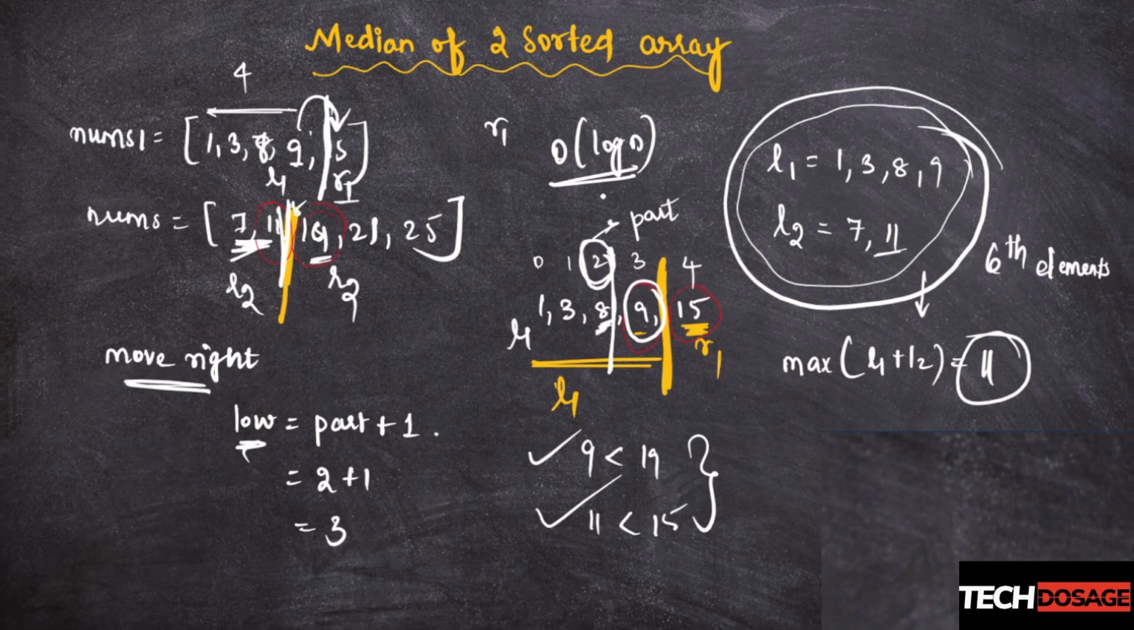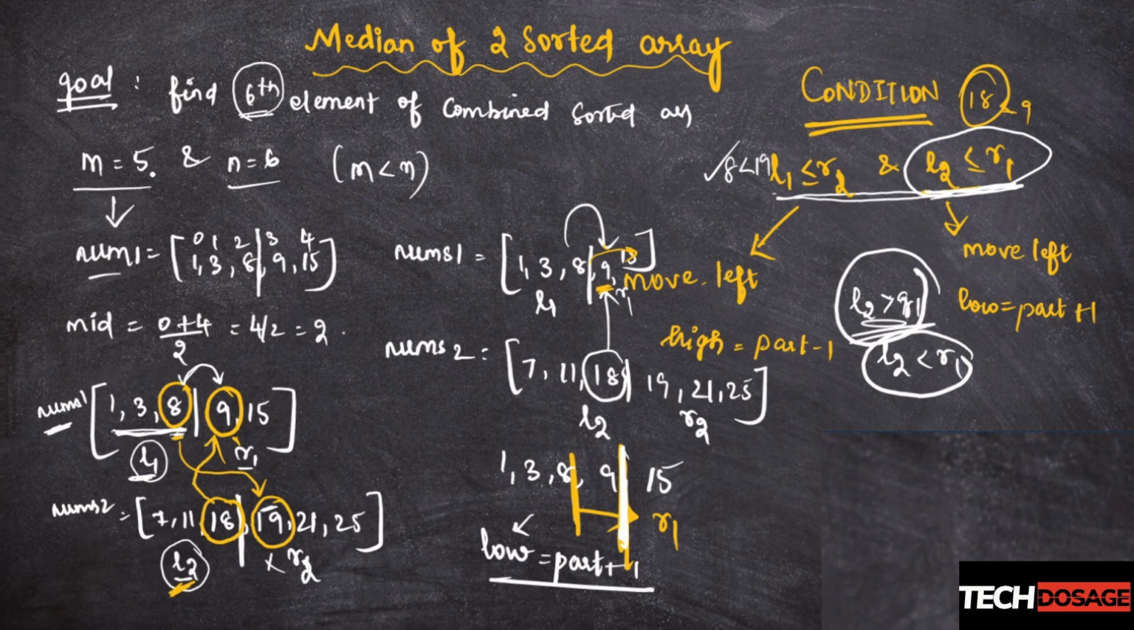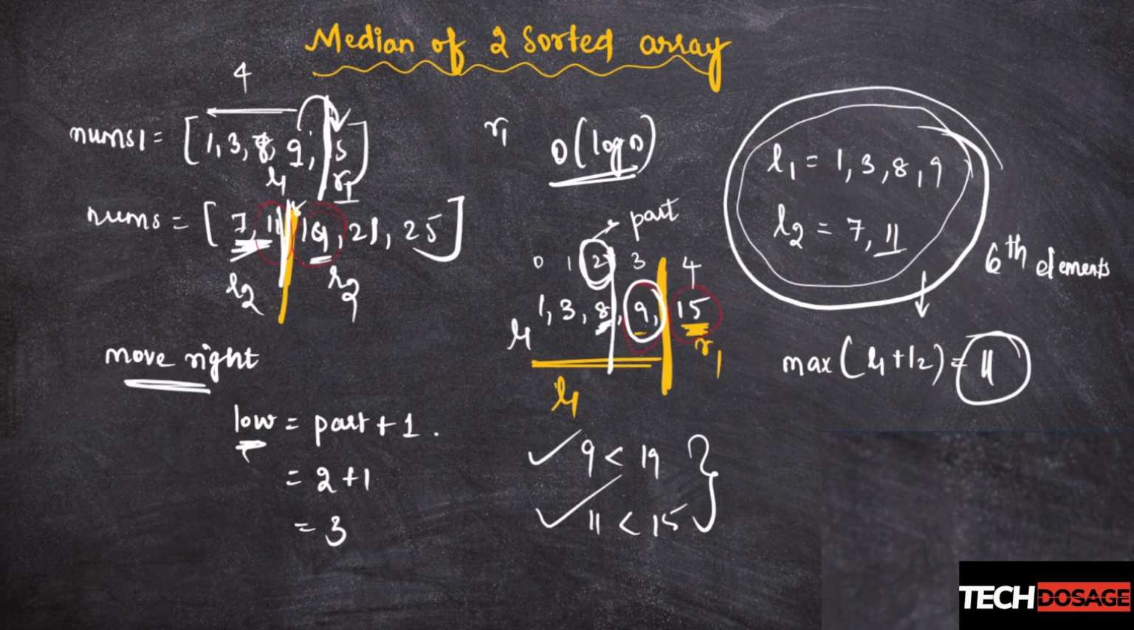But I have taken the array with the minimum size, that is the smallest array. Okay, I have made binary search on the smallest array. See, here I have taken the first array because it was smaller, and I made binary search on that array only. So the time complexity is order of log of minimum of m or n, where m and n are the sizes of the two arrays. Okay. And for the space complexity, you can see I didn't take any extra space. So the space complexity is order of 1.